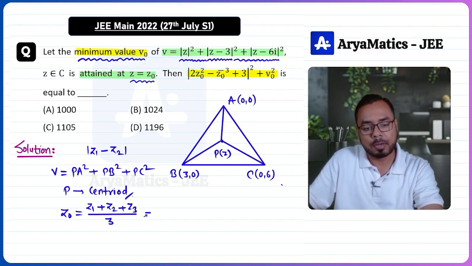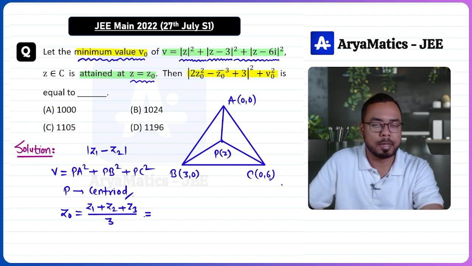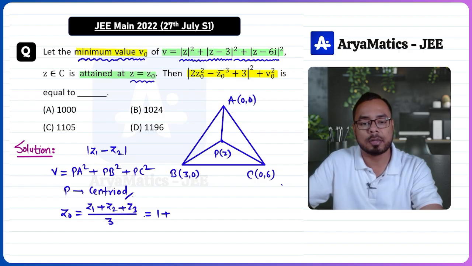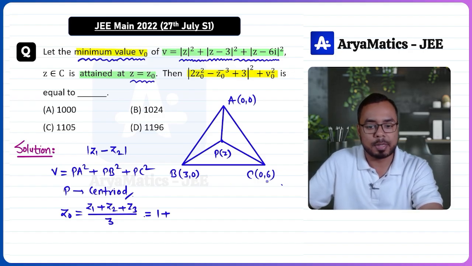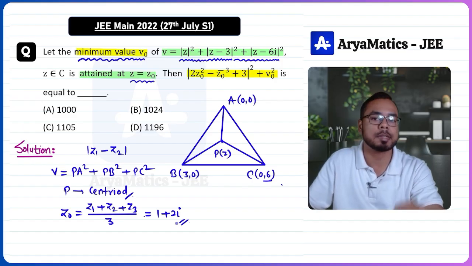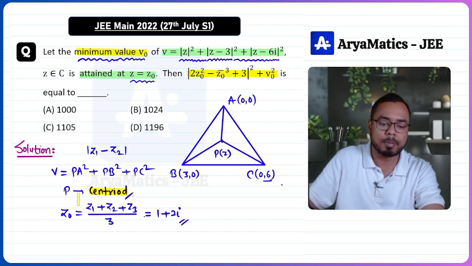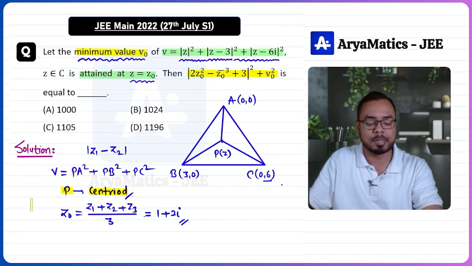Now here if you add these three numbers, 0 plus 3 plus 0 divided by 3 will give us 1, and 0 plus 0 plus 6 divided by 3 will give us 2 iota. So this is the complex number z naught. Now, this is a standard result that you can remember: PA square plus PB square plus PC square is minimum if P is the centroid.